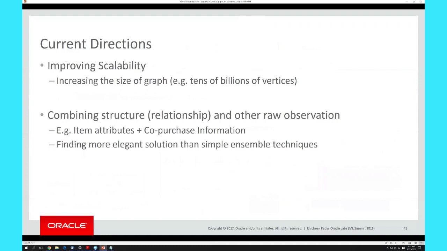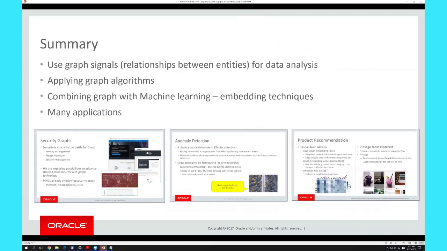So yes, we are trying to improve the scalability of this methodology. We want to combine structures and raw observations in a systematic way. We want to make it easier to use, etc. There are many issues. So in summary, what I have talked about today: you can use graph signal, the relationships between data entities, to enhance your data analysis. Why? Because you are now using this relationship information directly to solve your problem.